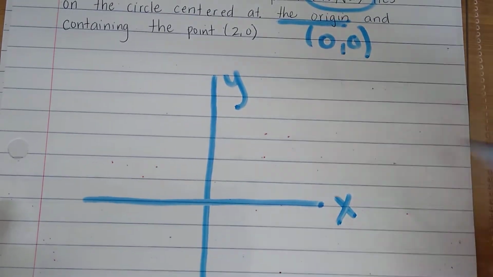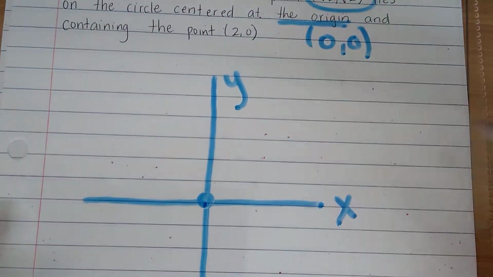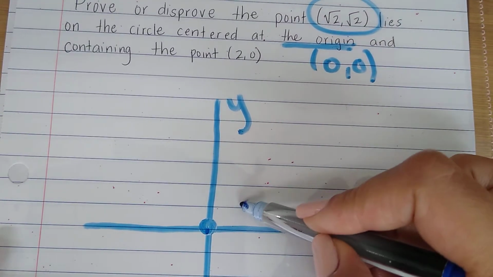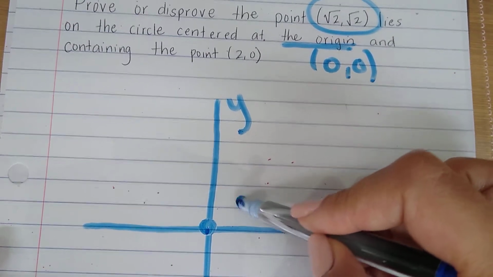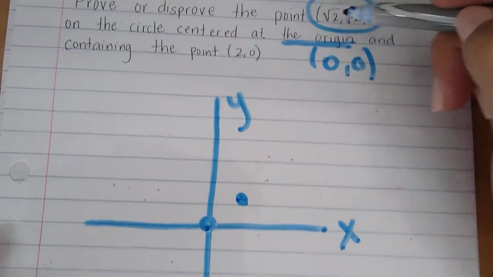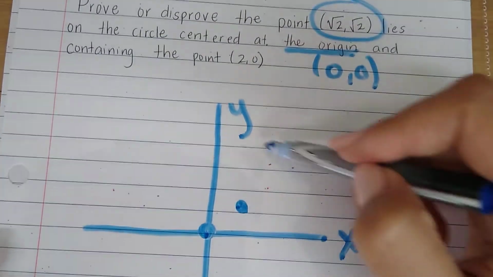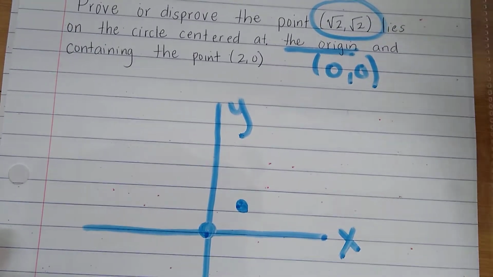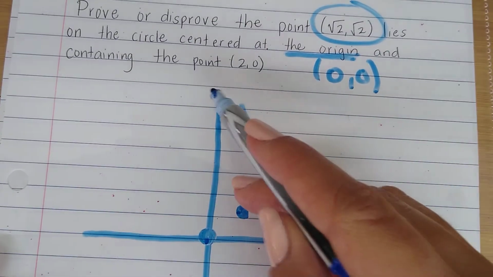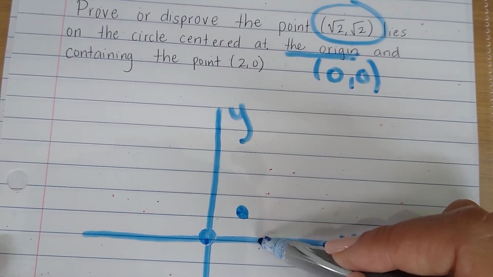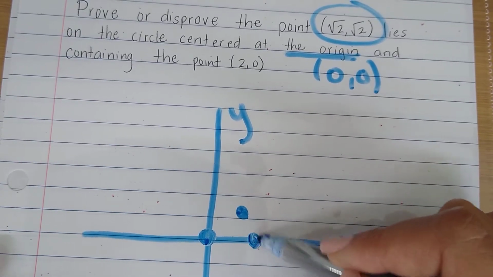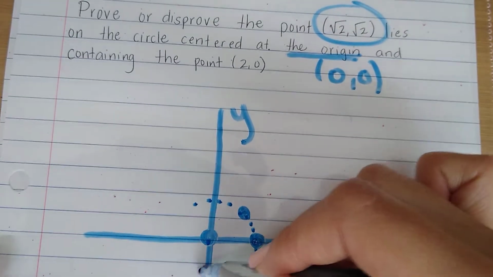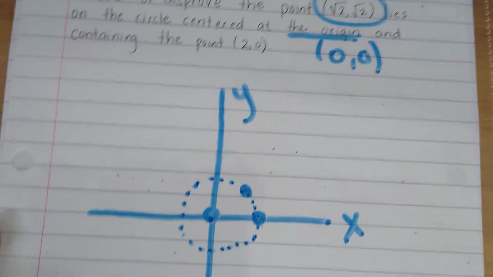I'm just going to do a quick sketch. So this is the center. The point here that they're claiming is on the circle would be at square root of 2, so let's just sketch something around here. I know that because it's on the positive side, it's going to be in this quadrant here. And it's only the square root of 2, so that's a very small number, about 1 point something. And then containing the point 2, 0, let's just say it's about here. So we're making this prediction that this circle is about this big, right?